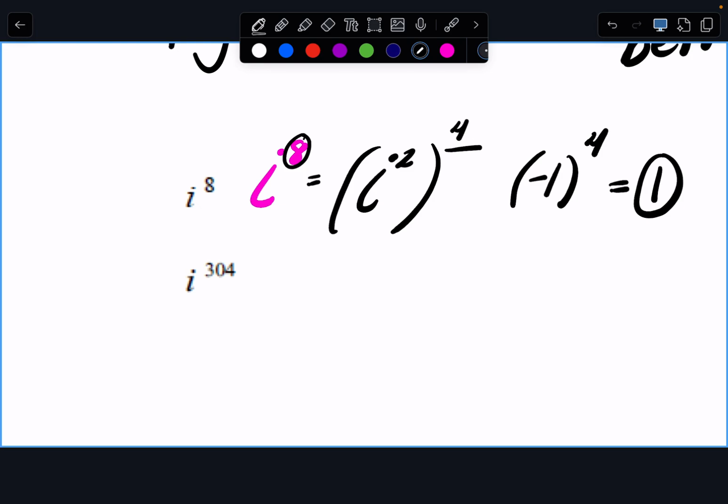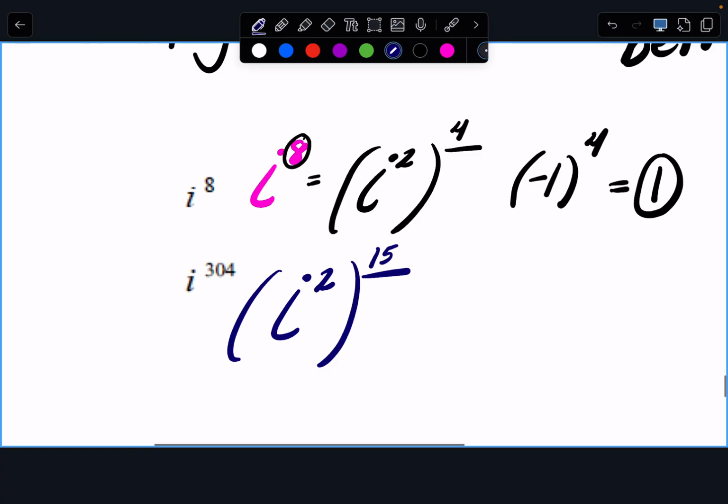Let's do i to the 304. Always start with i squared. Then say I'm going to raise it to a power. I've got to get as close to 304 as possible, if not dead on. It's multiplication, so you would go to your calculator and divide. 304, does it divide by 2 perfectly? Yes, 152. So now you have negative 1 to the 152 power. If you don't know what that is, you would go to your calculator and go negative 1 raised to the 152, and it calculates to be 1.